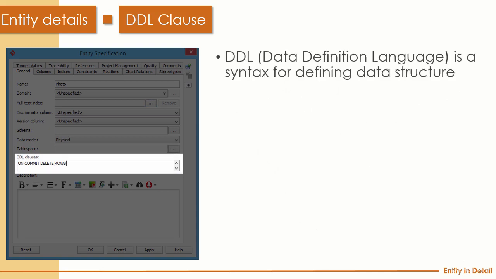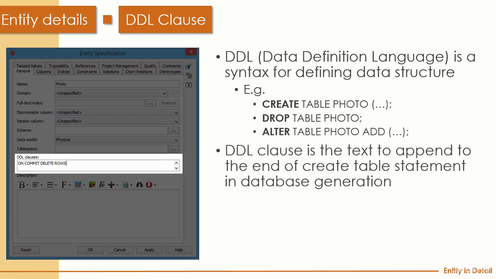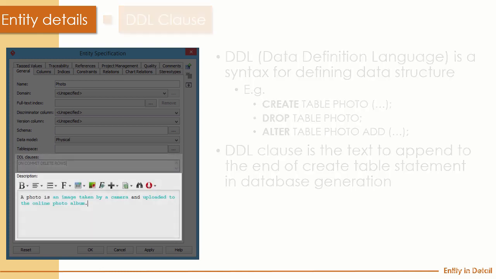And the DDL code. DDL is data definition language. It is the syntax for defining the data structure, like create table, drop table, alter table. The DDL code you define here will be appended to the end of the generated DDL statement when we generate the database. So you can write something like on commit delete rows, things like that. This is for a specific database. It depends on which database you use, so you need to write the correct syntax for it.